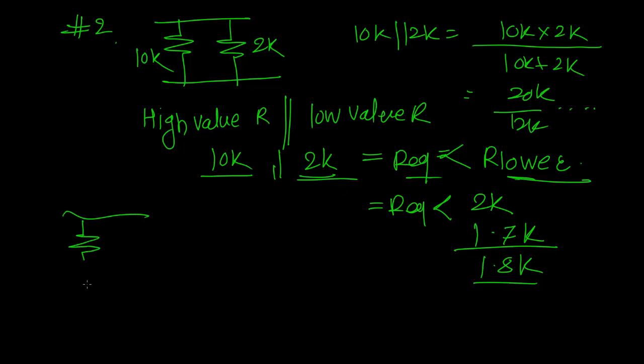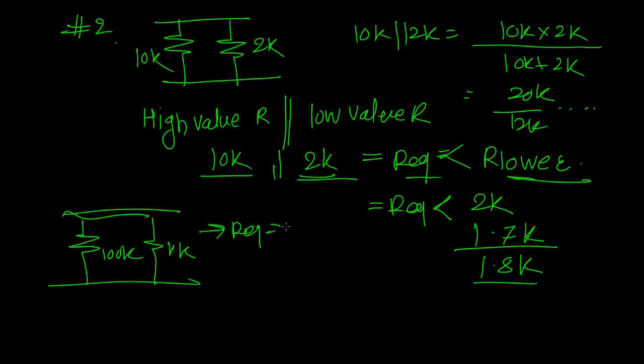Suppose you have a combination of 100k and another resistor 1k, both in parallel. In this case, the equivalent resistance is going to be less than 1k, because in a parallel combination the lower resistance dominates. Remember that. That's one shortcut.